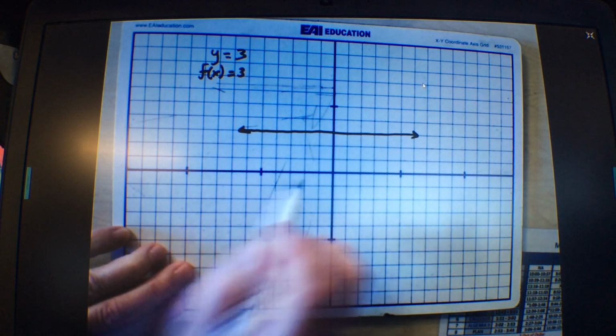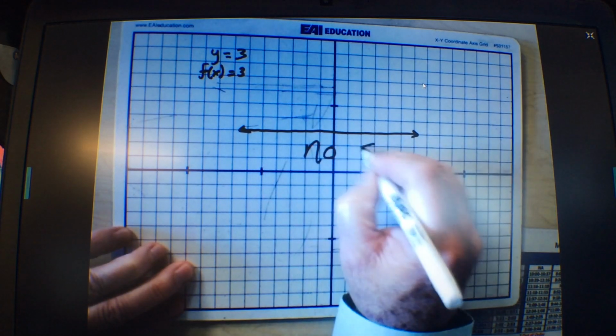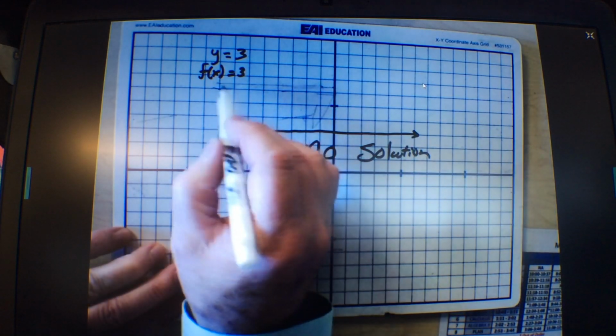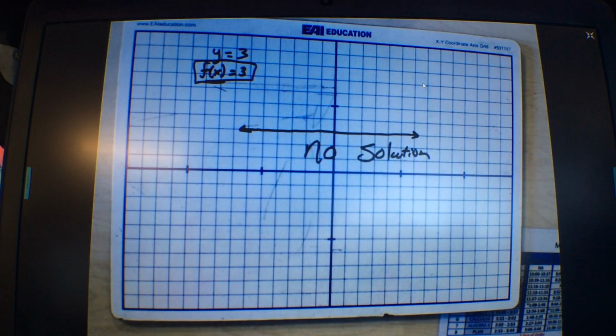Now, where does it touch the x-axis at, Tirsa? Louder, please. Where does it touch the x-axis? Braxton. It doesn't. No solution. So anytime that you have f of x equals some number, your answer is no solution. It doesn't touch the x-axis. Okay?